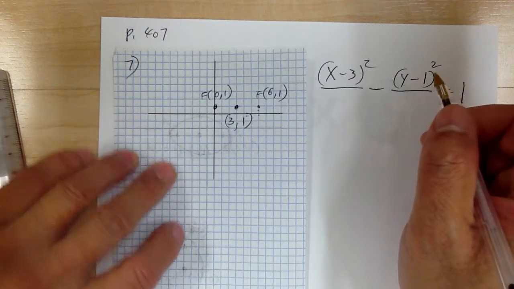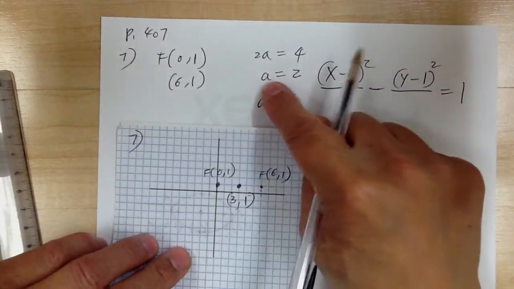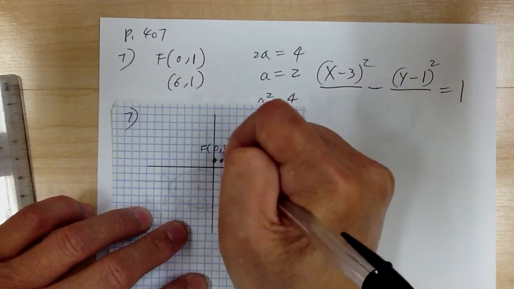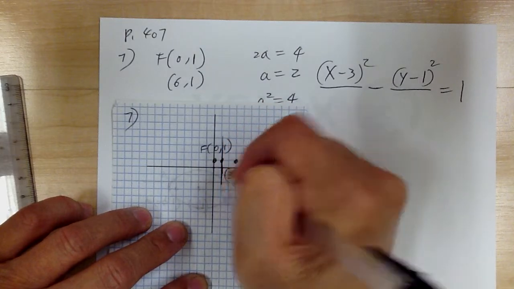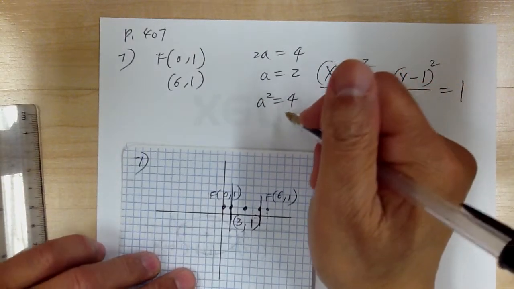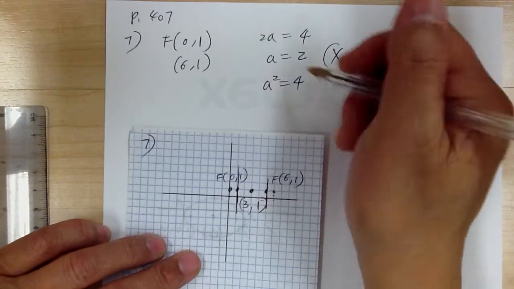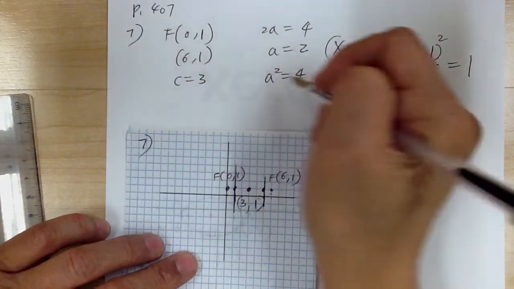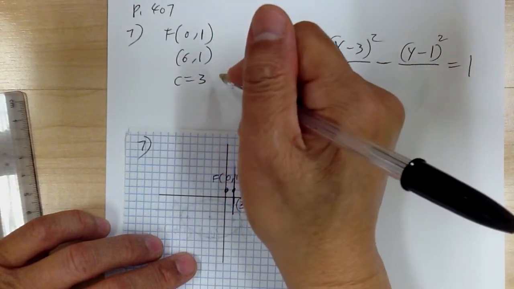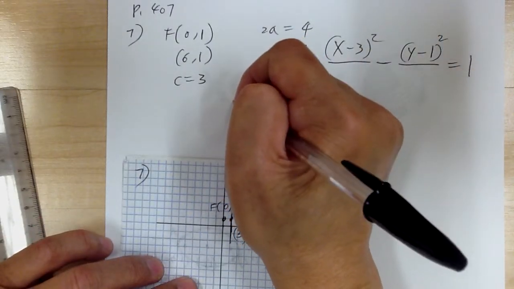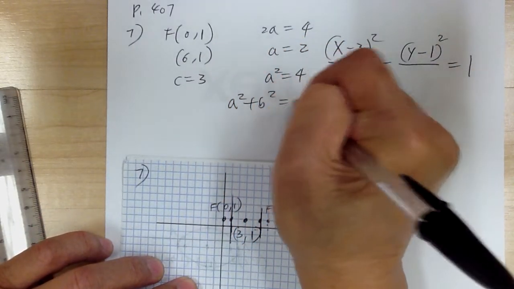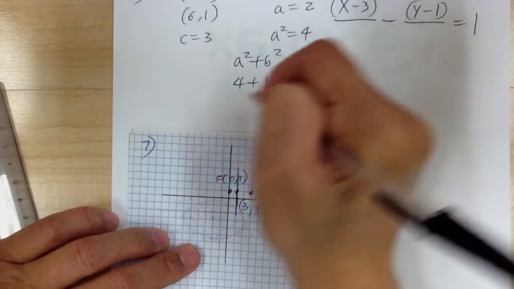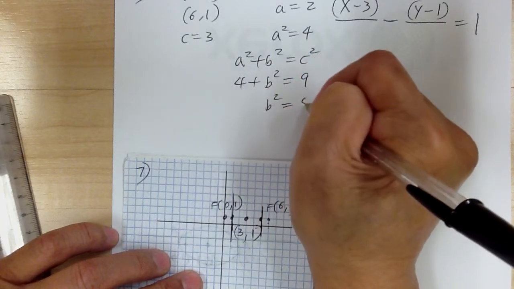Okay, the next thing you have to do is figure out your a and the b. So a is equal to 2. Okay, so your box is going to go this way. And again, now you have to figure out the b. Okay, so from here you're going to get c equal to 3. For this one, the c is the biggest number. So you use your regular Pythagorean theorem. So a squared plus b squared equal to c squared. So you got 4 plus b squared equal to 9. So b squared equal to 5.